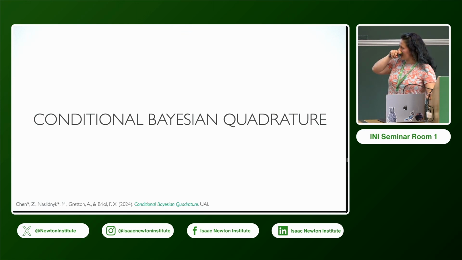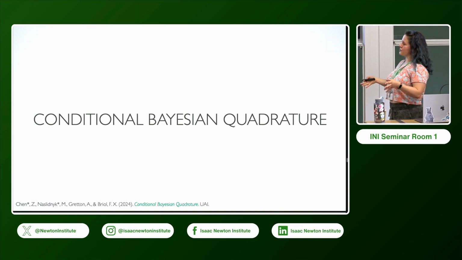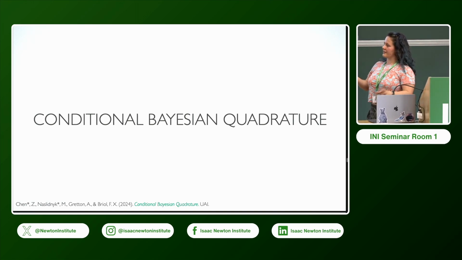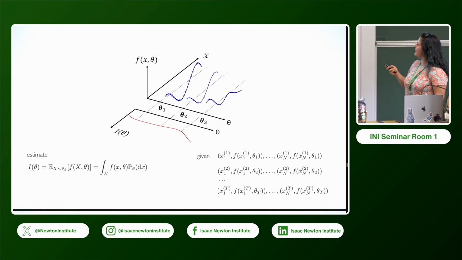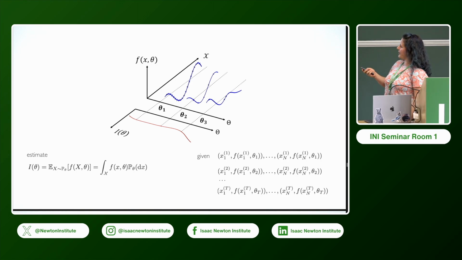The second family of work that I wanted to talk about is on extending Bayesian quadrature to problems where the integrals are either conditional expectations or nested expectations. So the problem that I'm considering is one of estimating the function I of theta that is a conditional expectation of some function of two variables, and the measure here is parameterized by theta.